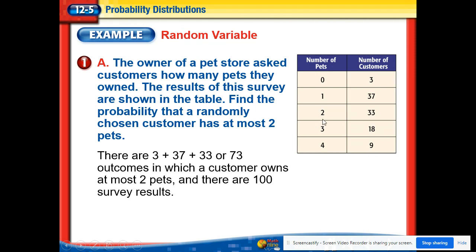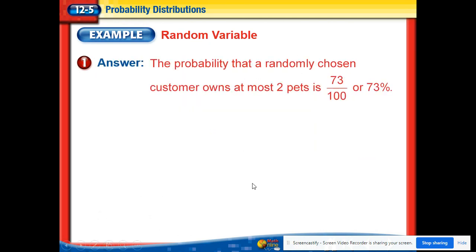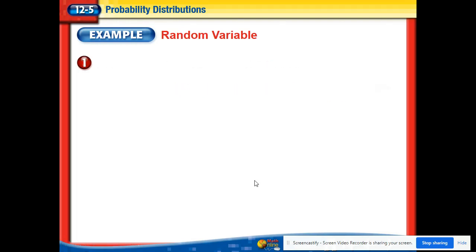So now we want to find at most. So the numerator is going to be these 3 numbers added together, which is 73. 37 and 3 is 40. 40 plus 33 is 73. So those that are at most 2 is 73 out of 100, or 73%. So most of their customers have at most 2 pets.